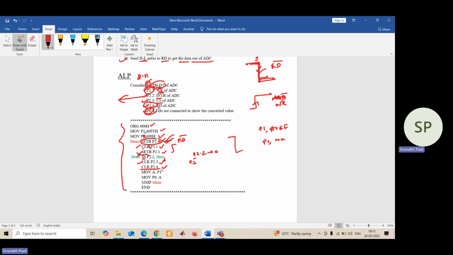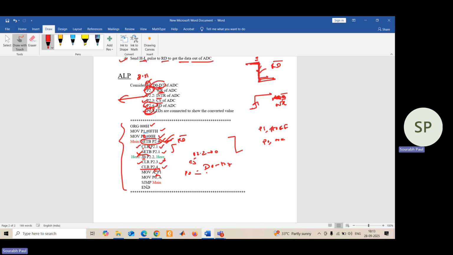So now the converted value is taken from the internal register. As my D0 to D7 lines are connected to the P1 port of 8051, I am taking the data from the P1 port to my accumulator. So MOV A, P1, and then the accumulator value I can show on the P0 port where some LEDs are connected. So MOV P0, A. What I am doing is taking the current value of the accumulator to the P0 port where LEDs are connected to show the converted digital value.